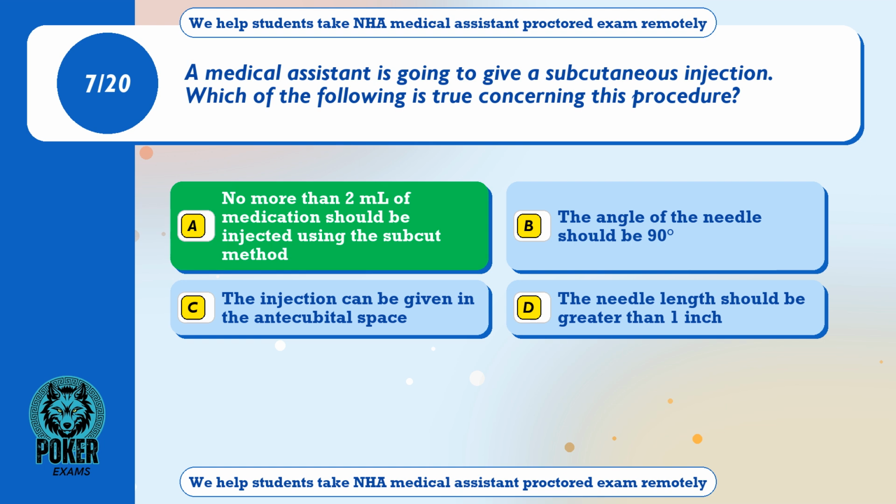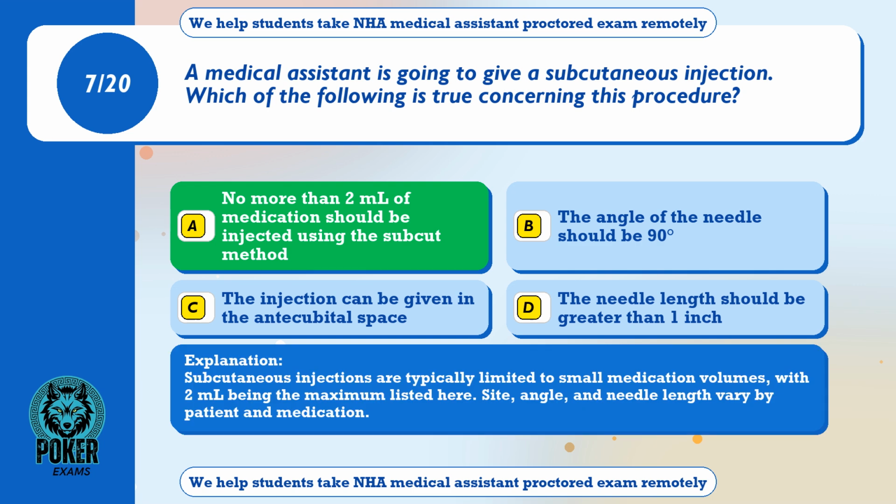The correct answer is option A. No more than 2 ml of medication should be injected using the subcut method. Subcutaneous injections are typically limited to small medication volumes, with 2 ml being the maximum listed here. Site, angle, and needle length vary by patient and medication.